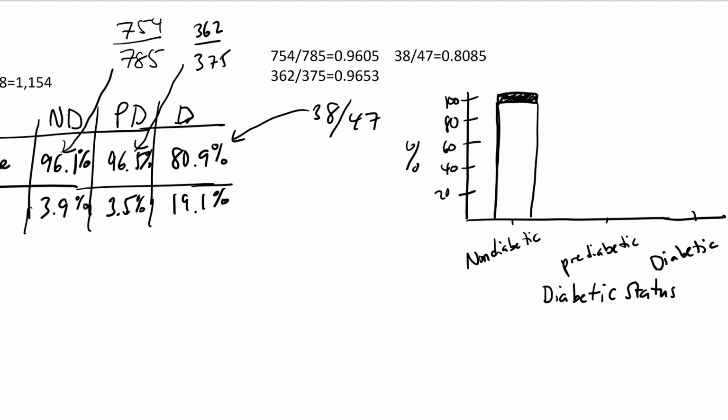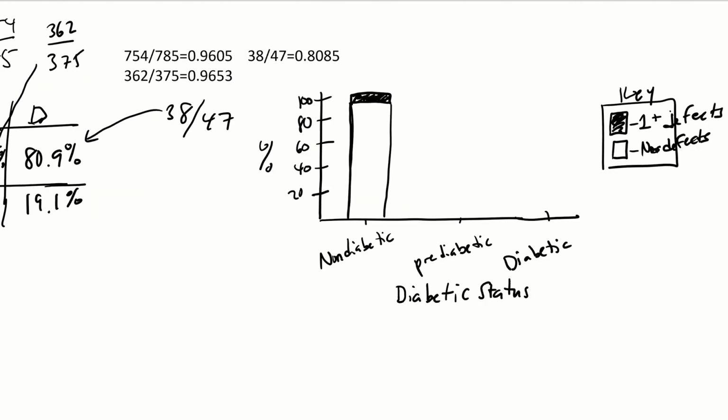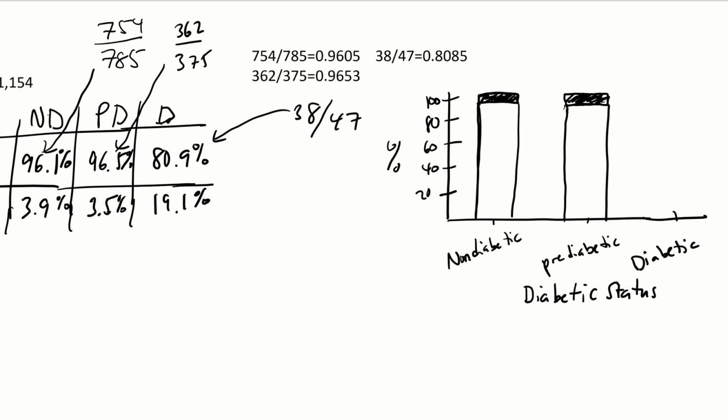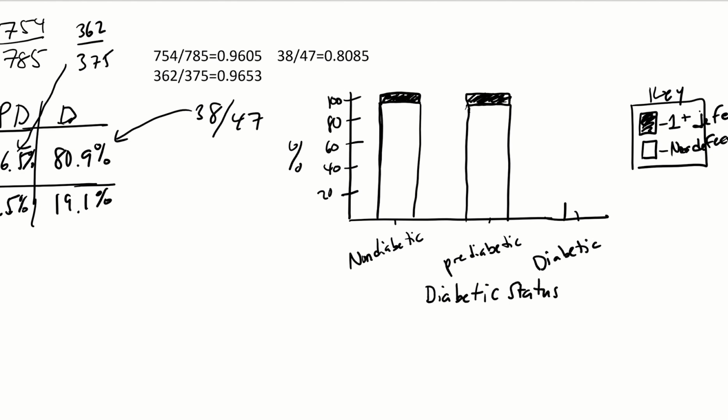And then for pre-diabetic, it's pretty similar, 96.5 and then 3.5, so it's going to be very similar. And then diabetic is when things start to change. So once you get to that diabetic state, it appears to influence things immensely. So here we got around 80%. Sorry. Trying to make sure that lines up. All right, and then get this up to 100.